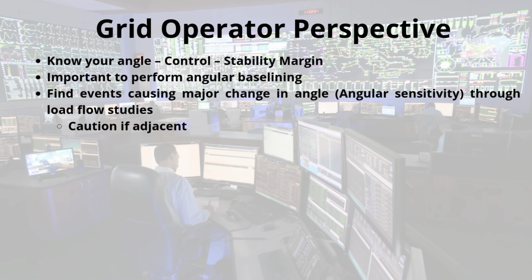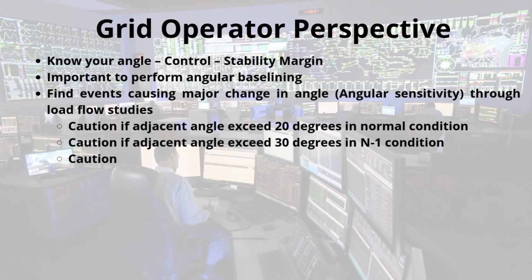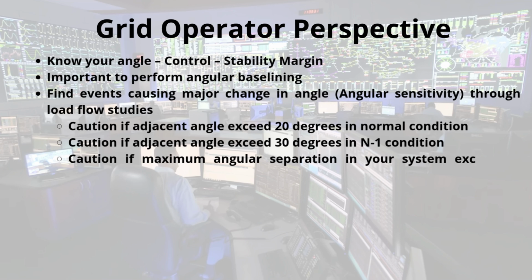They're using the tools. They have a state estimator, WAMS data from PMUs, to do angular baselining. What do angles normally look like? Establish the norm. Right. Then they look for deviations, sudden changes, trends that signal stress or some kind of event. They might use offline load flow studies to understand angular sensitivity, what happens if this line trips. And they have those caution limits you mentioned for adjacent angles?